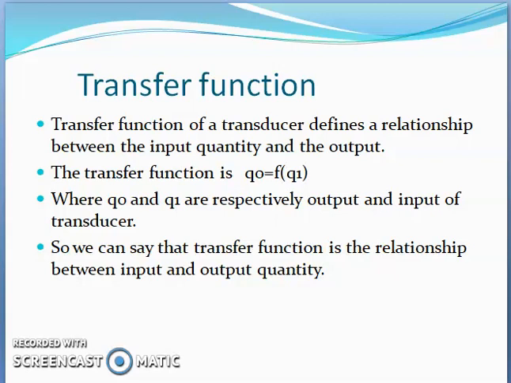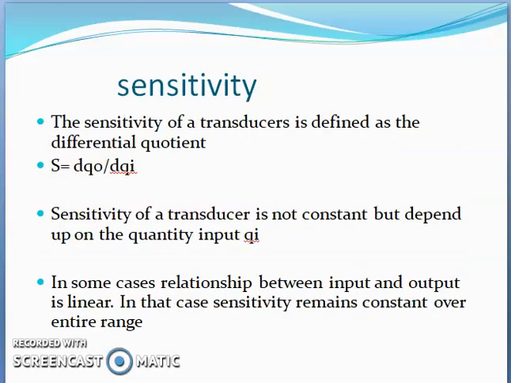Now coming to the second one, sensitivity. Sensitivity of a transducer is defined as the differential coefficient, that is S is equal to dQ0 by dQi. The sensitivity of a transducer is not constant but depends upon the input quantity Qi. In some cases, the relationship between input and output is linear. In that case, the sensitivity remains constant over the entire range.